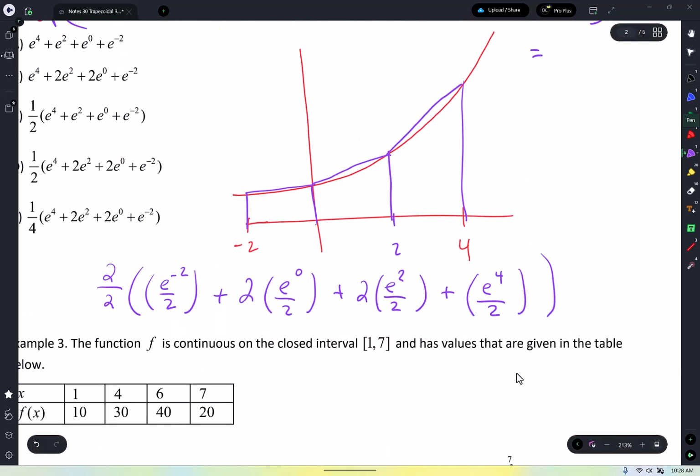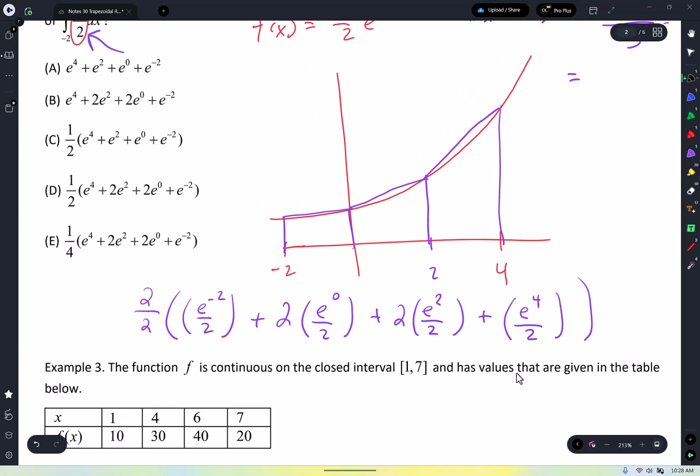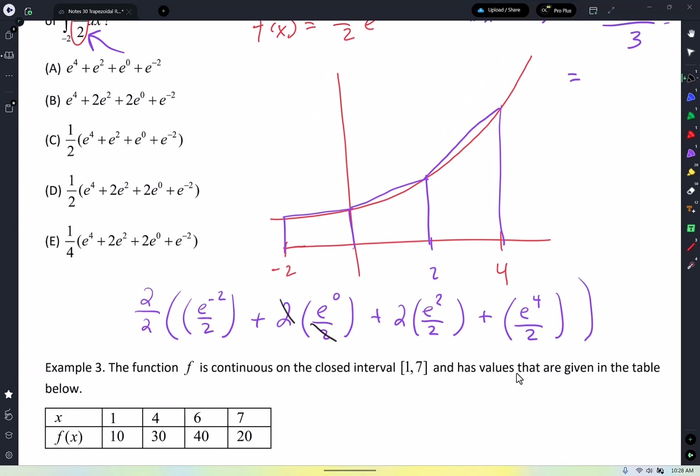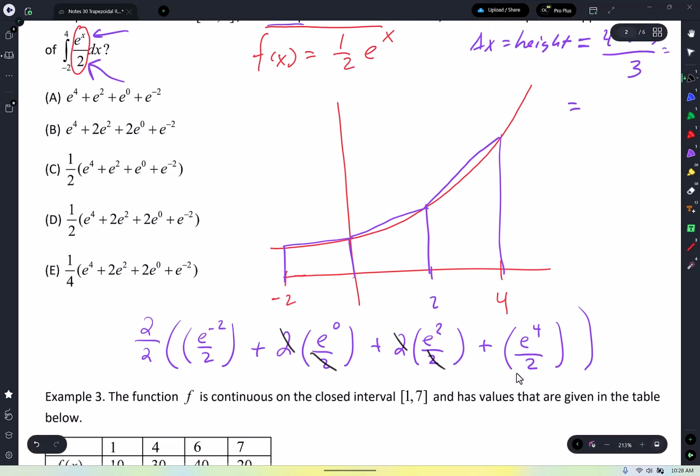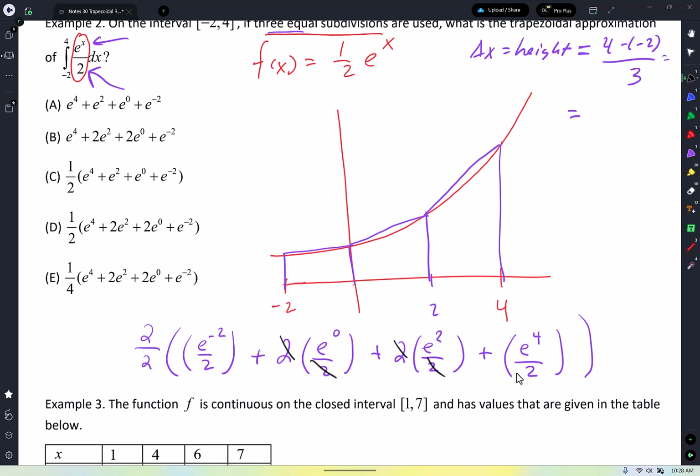Let's see. I noticed that I can cancel out. We'll check right now what the answer choices are up there. This 2 and that 2 cancel. That 2 and that 2 cancel. And that's it. So I'm going to look first for this answer, and I don't see it the way it's written there, because notice e to the -2 there and e to the 4th don't have a half there. And let's see. Will this one work? Nope. Let's see. Will that one work?